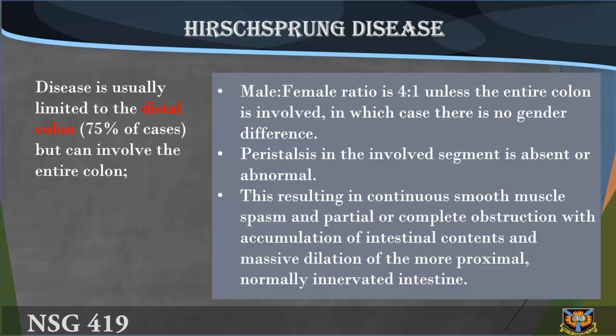Males are more commonly affected, male to female ratio 4:1, unless the entire colon is involved, in which case there is no gender difference. Peristalsis in the involved segment is absent or abnormal, resulting in continuous smooth muscle spasms and partial or complete obstruction, with accumulation of intestinal contents and massive dilation of the more proximal, normally innervated intestine. Skip lesions almost never occur.